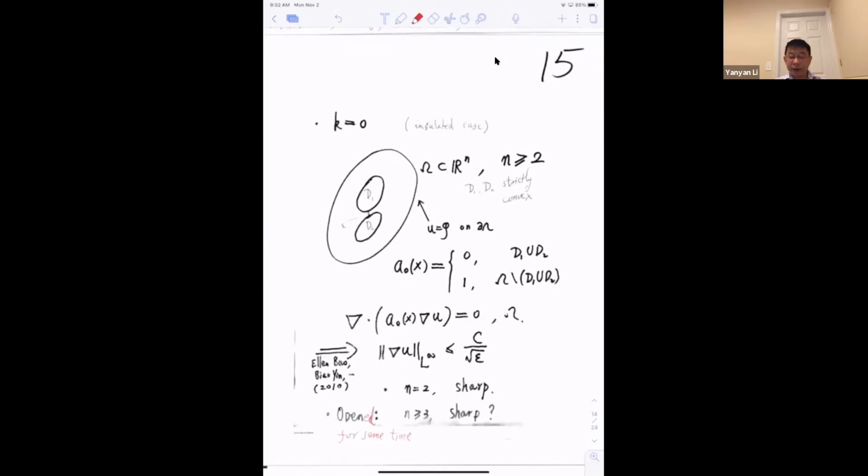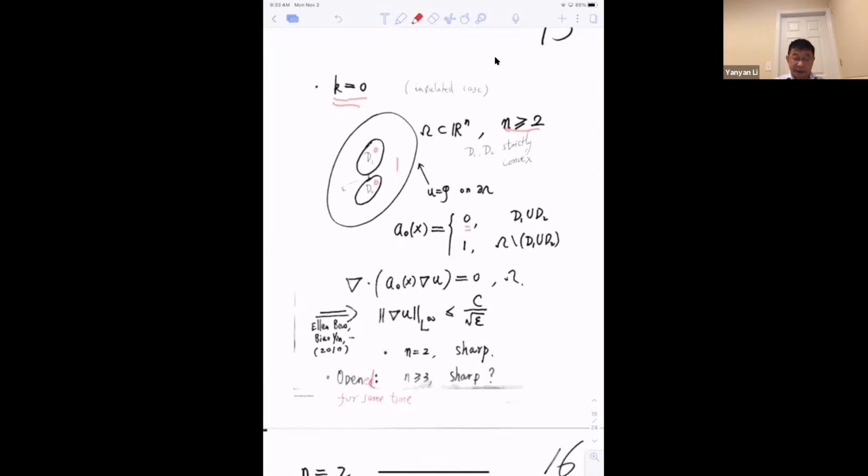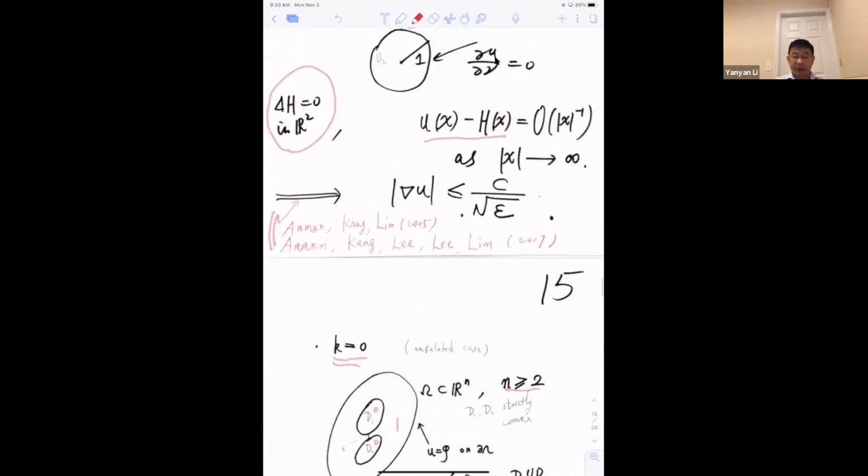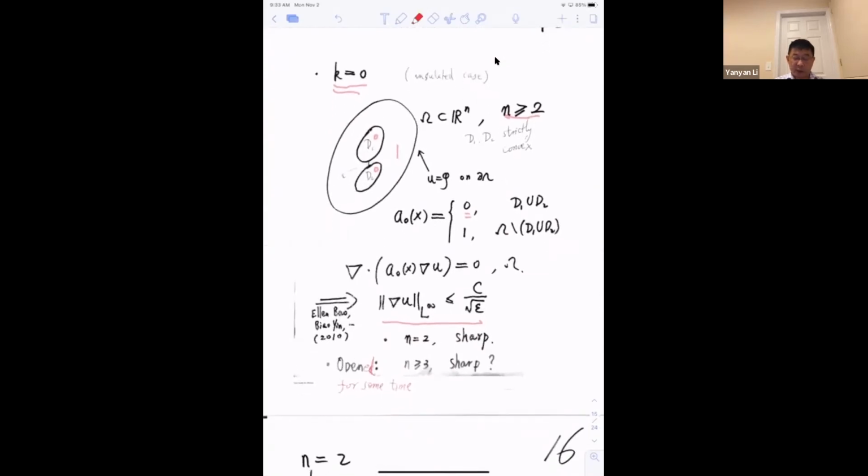So for k equal to 0, the insulated case, for n greater than or equal to 2, yes, so this is k equal to 0. So in this paper, a rate was given. For n equal to 2 it is sharp, and I said here this is sharp. But for a while, it was not known whether n greater than or equal to 3 is sharp.